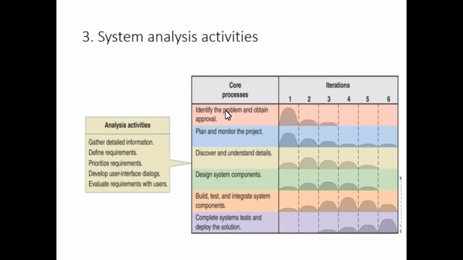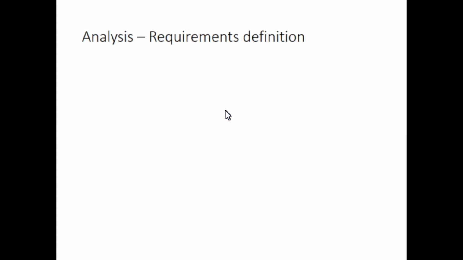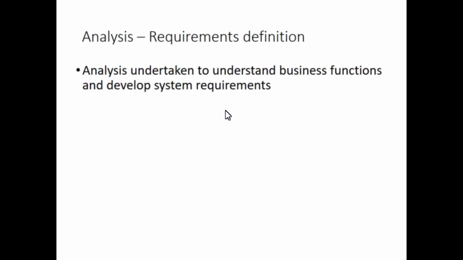So the analysis phase, as discussed last time, is about understanding the system environment, or understanding the current system, the business domain. So here you talk about requirements, and that enables you to understand the business. So requirements definition. So analysis is undertaken to understand a business function and develop system requirements.